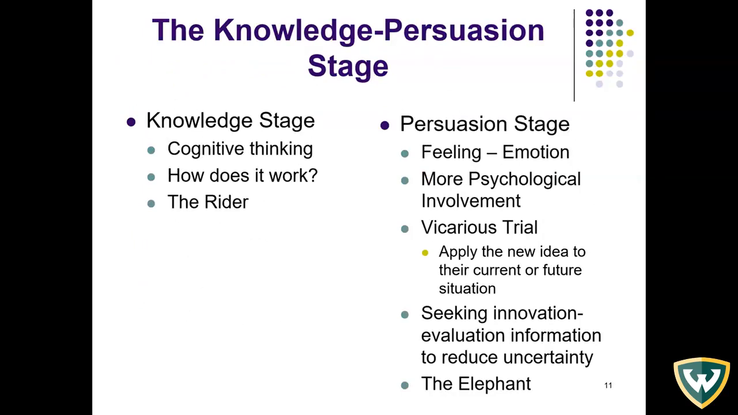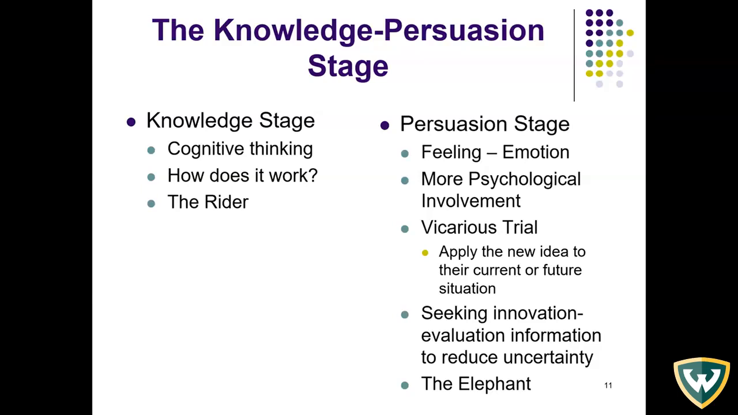So the knowledge persuasion stage, we have cognitive thinking. How does it work? We've got the rider going, right? So this is all about very specific information, the directions and very logical things. On the persuasion stage, we're dealing much more with feeling and emotion, right? We understand the knowledge, and now we've got to get ourselves over this, gosh, am I really ready for this change? It's a more psychological involvement, vicarious trials. So we apply the idea to the current or future situation, but we're not necessarily doing it. We're thinking it through, right?